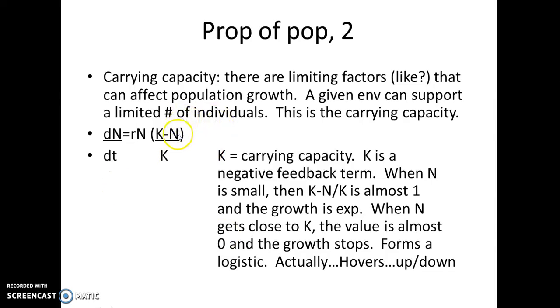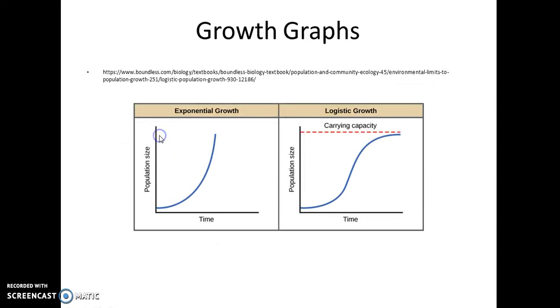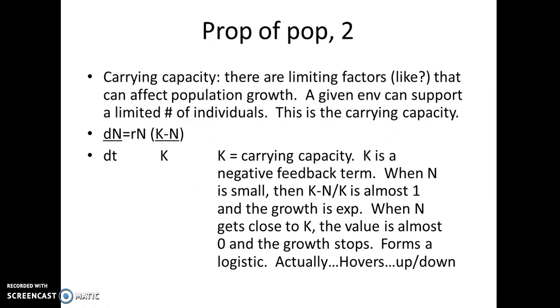So when N right here is really small, that means the K term is almost 1, and the growth is exponential. Now, as N increases, the term will actually decrease. And then what you'll see is the growth stopping, and the population will start to level out. This is called a logistic curve, by the way, and you'll see a picture on the next slide. You probably saw it before. It actually hovers around the carrying capacity. It's not really a straight line. So it goes up above the carrying capacity, then it goes below, then above, then below, and above and below.